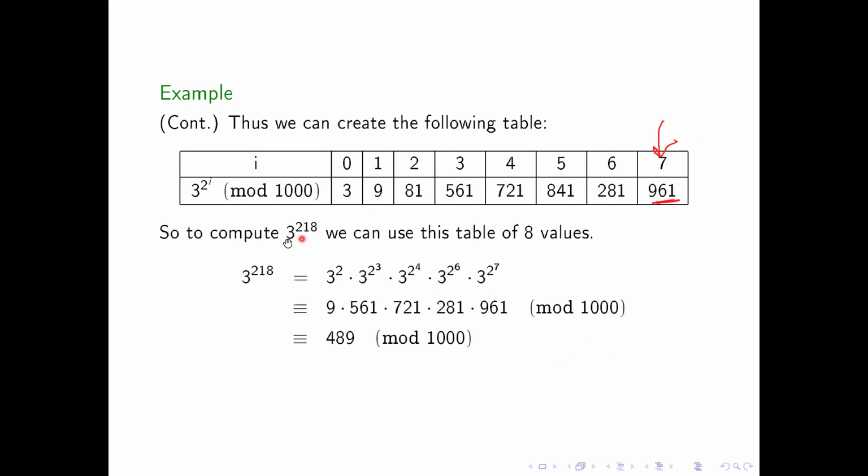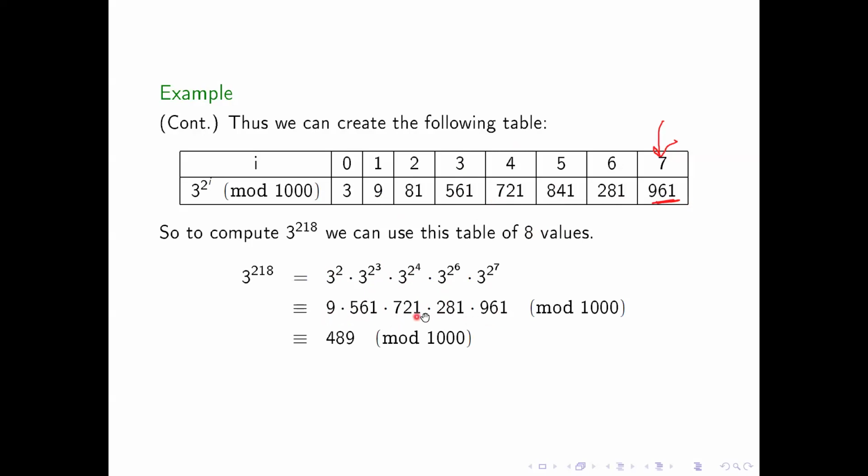So this is equal to this. Now notice we know 3 squared is 9. 3 to the 2 to the 3rd, that's this one right here, so it's 561. 3 to the 2 to the 4th is right here, so I get that 721. 3 to the 2 to the 6th, over here, the 281, and the 961 for 3 to the 2 to the 7th.